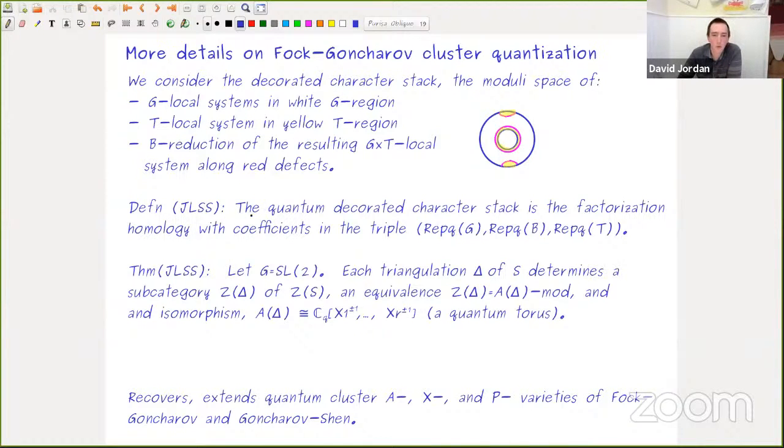And so our proposal to quantize this is that you just replace the factorization homology appearing with G, with rep QG, rep QB, and rep QT. And then there's a theorem, which I hope to illustrate with some drawing, but that's going to be, well, maybe I can, no, even my touchpad is not working.